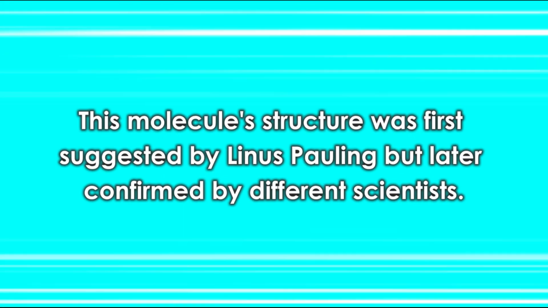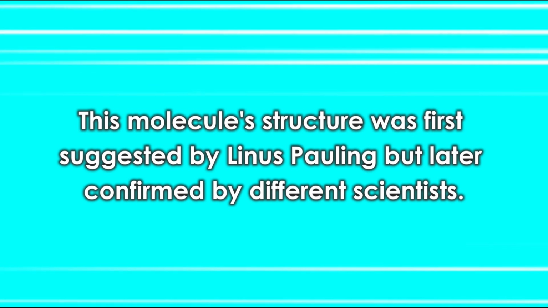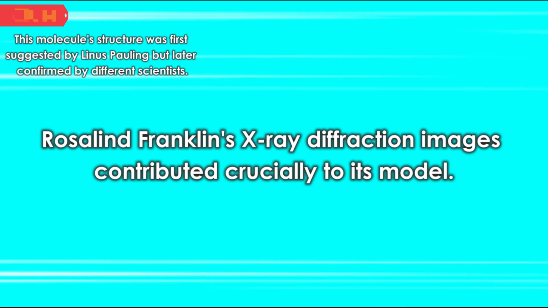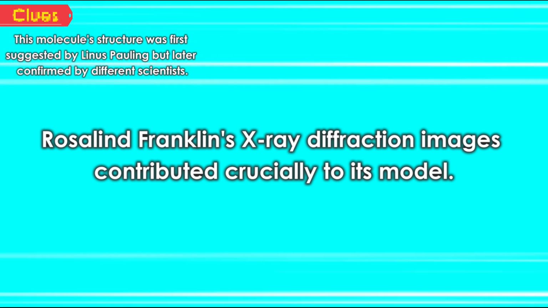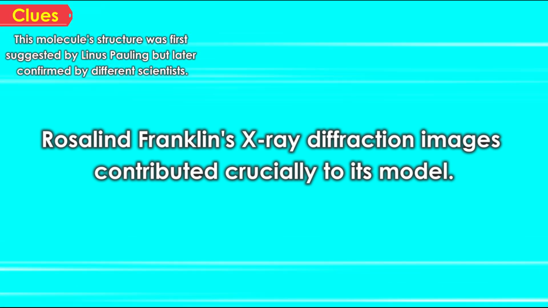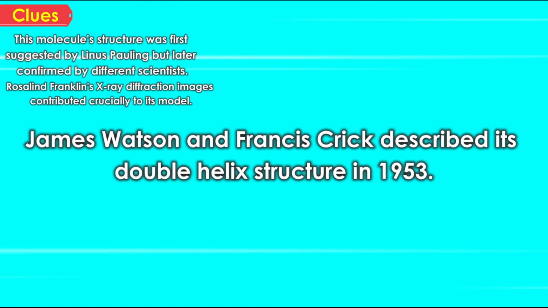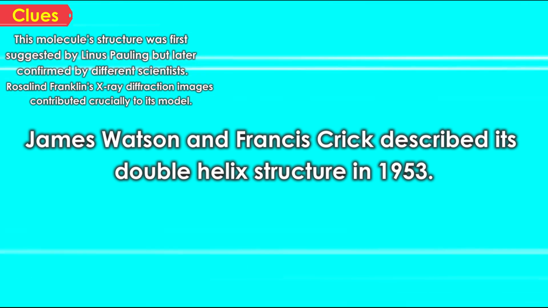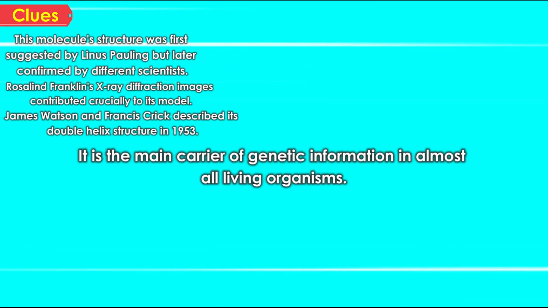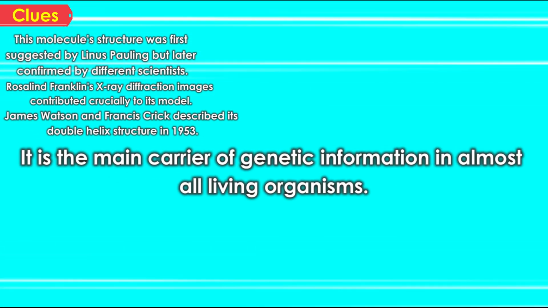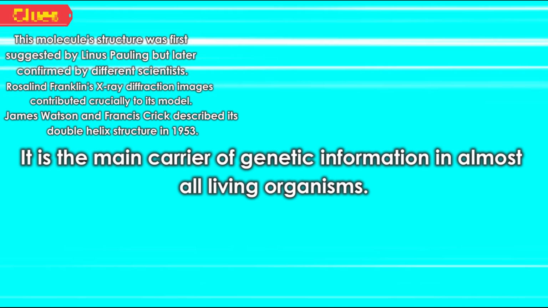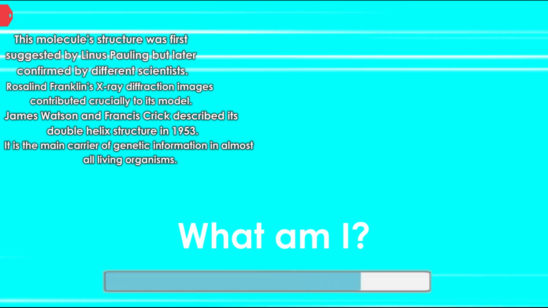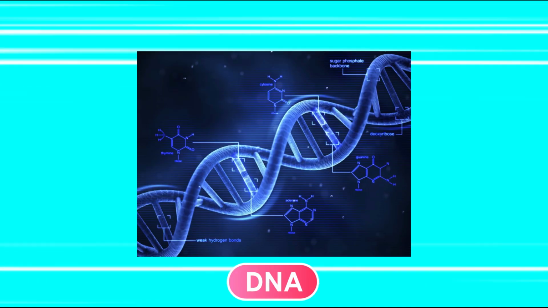This molecule's structure was first suggested by Linus Pauling, but later confirmed by different scientists. Rosalind Franklin's X-ray diffraction images contributed crucially to its model. James Watson and Francis Crick described its double helix structure in 1953. It is the main carrier of genetic information in almost all living organisms. DNA.